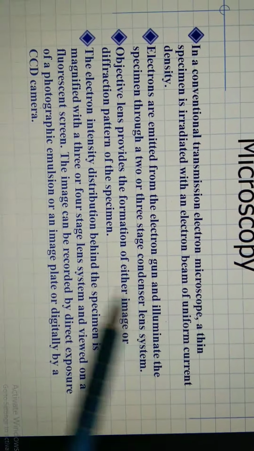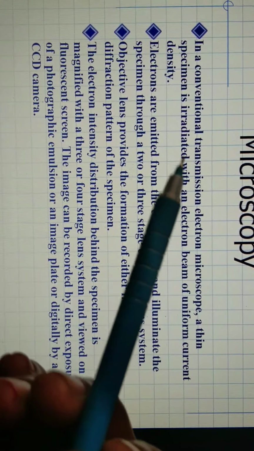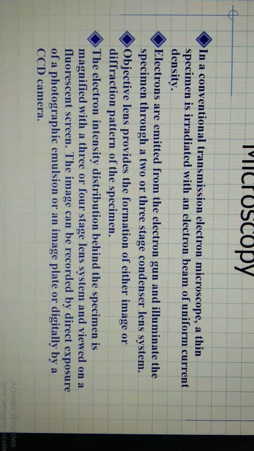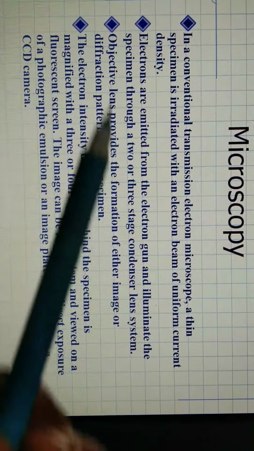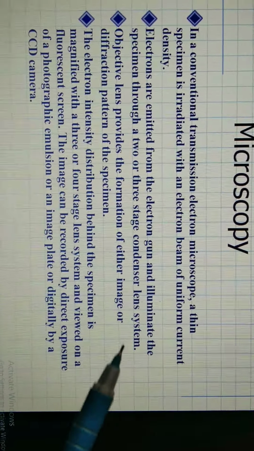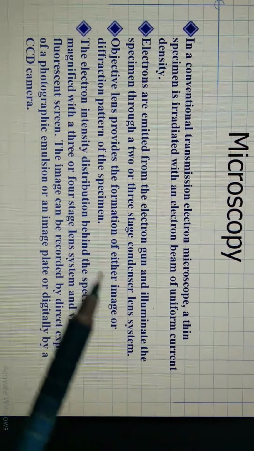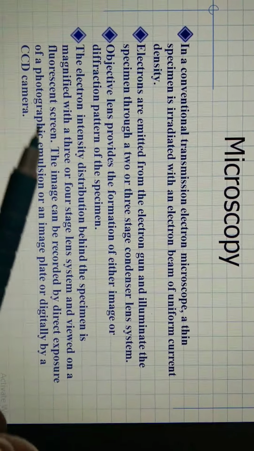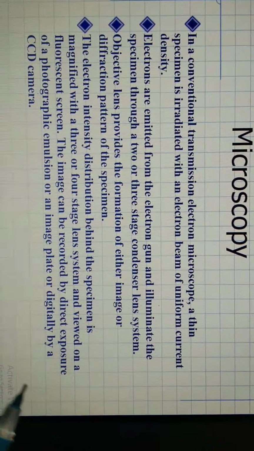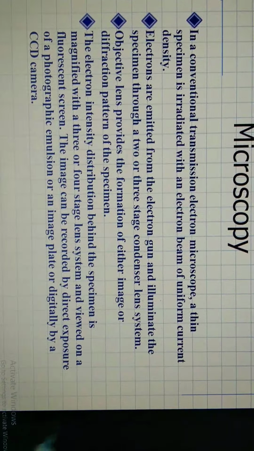This is the process that I have dealt with in this. We have the conventional transmission electron microscopy technique. A thin specimen is irradiated with an electron beam, and the irradiated beam illuminates the specimen through 2-3 stages of condenser lens. The objective lens forms either an image or a diffraction pattern of the specimen, and then the electron intensity distribution behind the specimen is magnified with a 3 or 4 stage lens system, and then you can easily get the image recorded by direct exposure to photographic emulsion or an image plate, or digitally by a CCD camera.